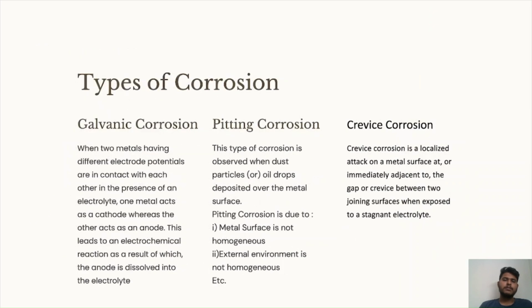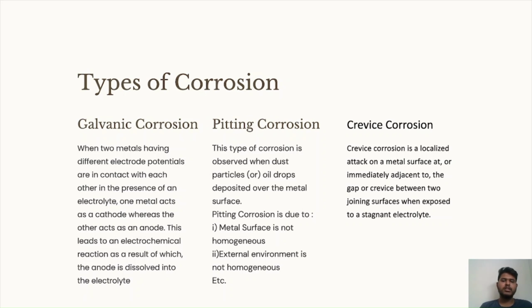Types of corrosion. So basically there are three types of corrosion: galvanic corrosion, pitting corrosion, crevice corrosion. Galvanic corrosion is when two metals having different electrode potentials are in contact with each other in the presence of electrolyte. One metal acts as cathode whereas the other acts as anode. This leads to an electrochemical reaction, as a result of which the anode is dissolved into the electrolyte.